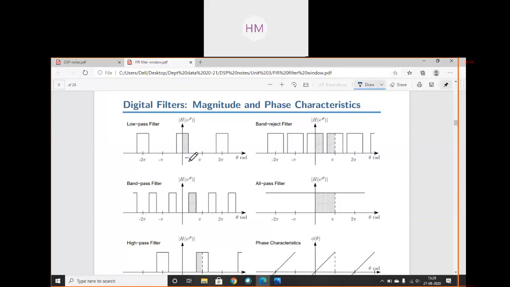Lower range of frequencies are passed. After a particular range of frequency, the signals are attenuated. Okay, so this range is known as cutoff frequency. After cutoff frequency, the signals will start attenuating. So low pass filter will pass all the lower frequencies and phase should be linear. We are designing linear phase FIR filters. Okay, clear, low pass filter.